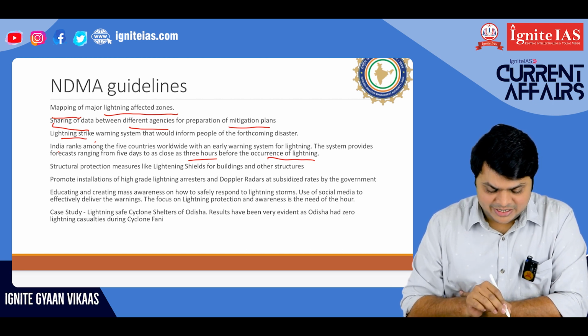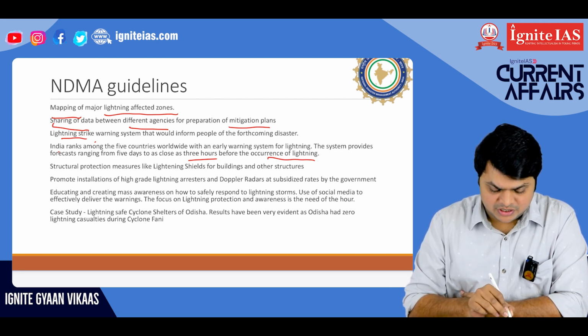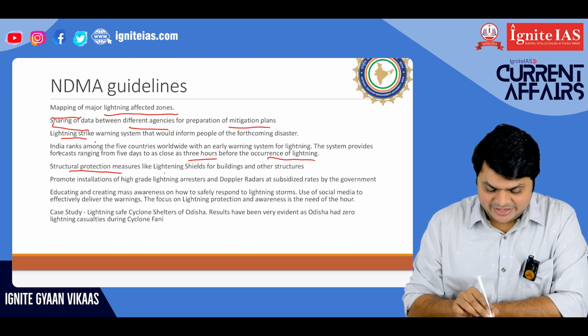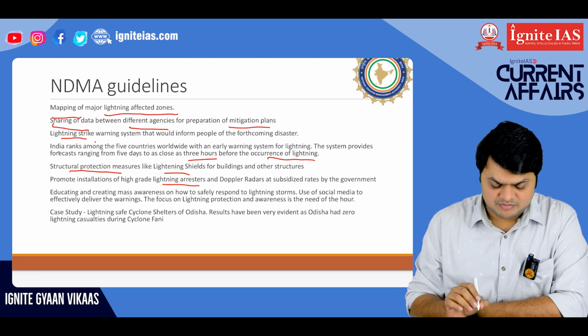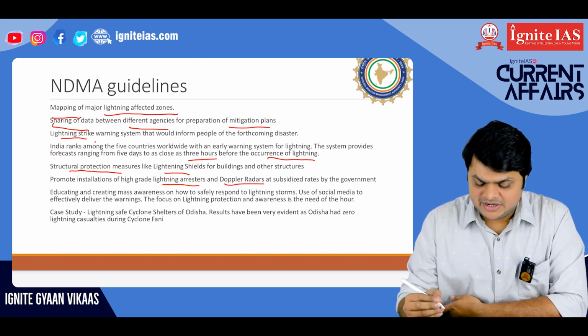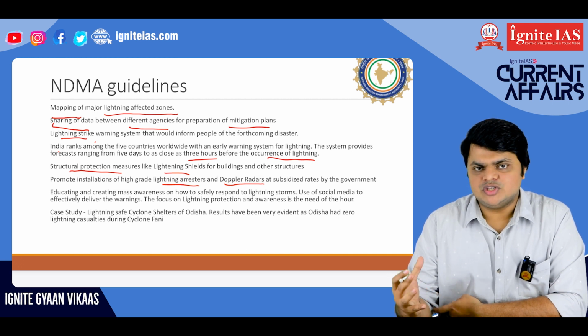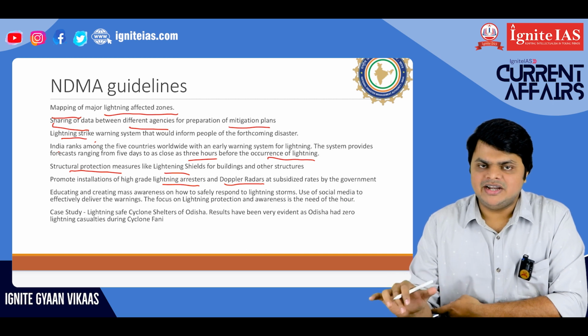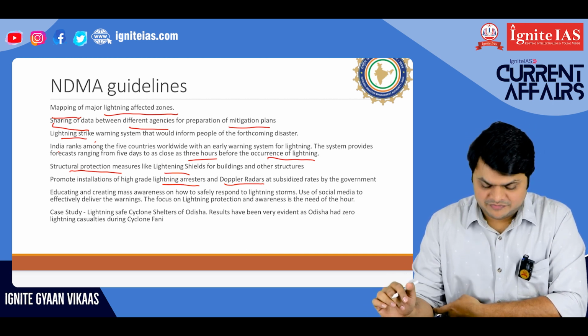Next, the NDMA guidelines also say that there are certain structural protection measures which can be taken, such as lightning shields for buildings, lightning arresters for high grade installations, and Doppler radars. Basically, lightning shields in the building are installed at the top of the building. They absorb all the electric shock from the lightning, and it ensures that the building residents or the property inside the building are not affected.